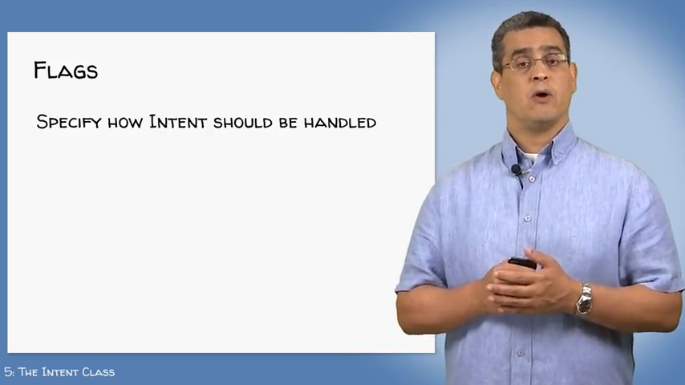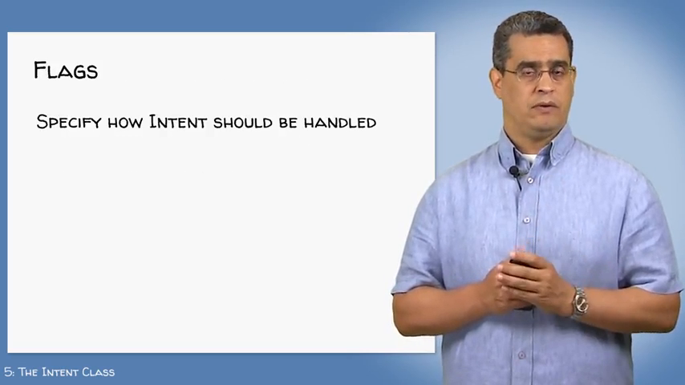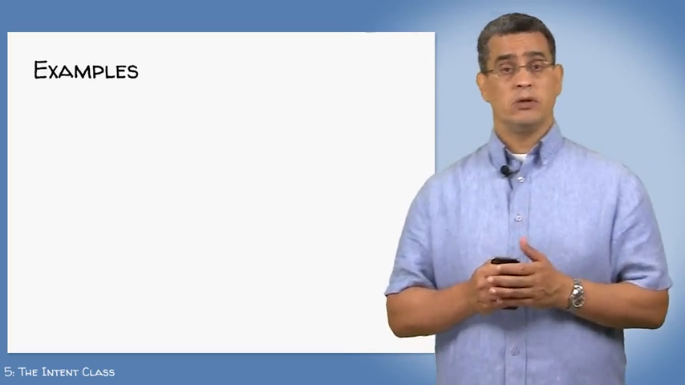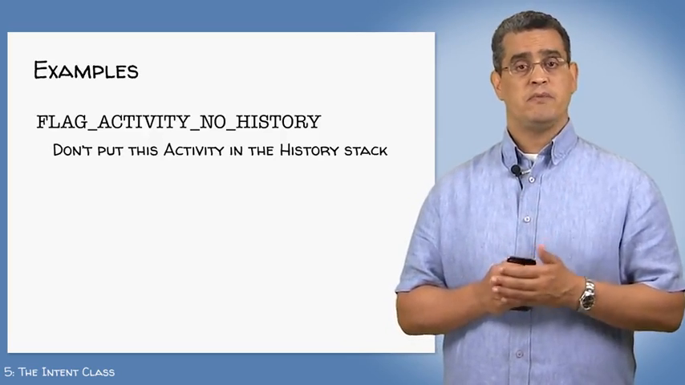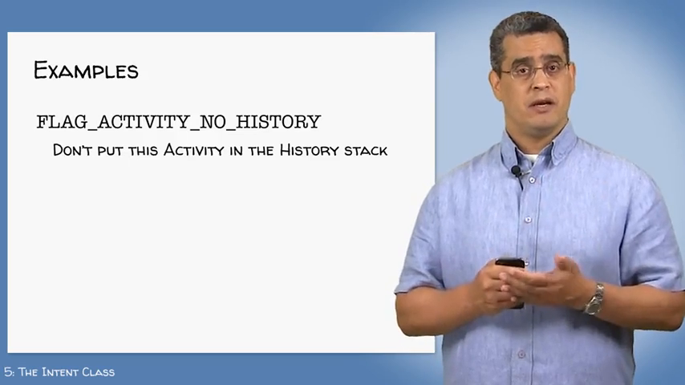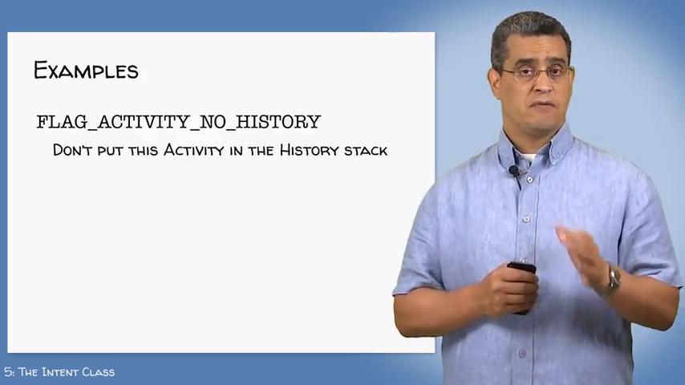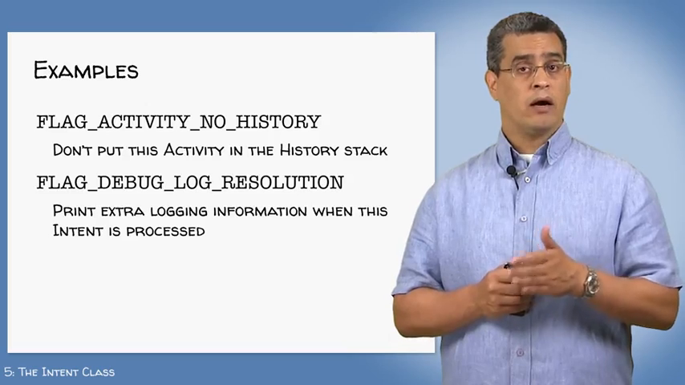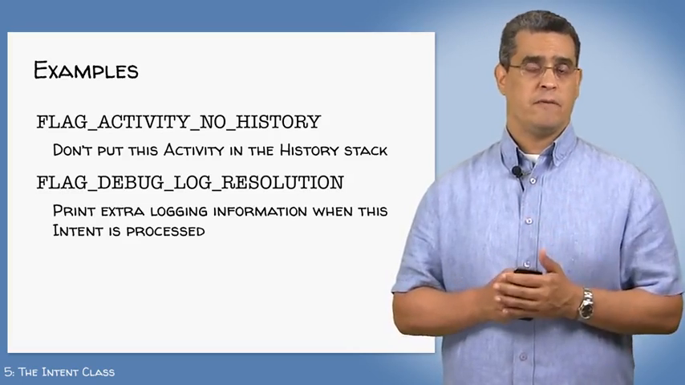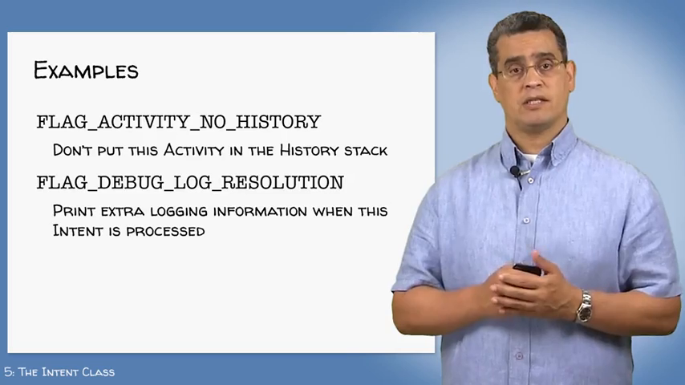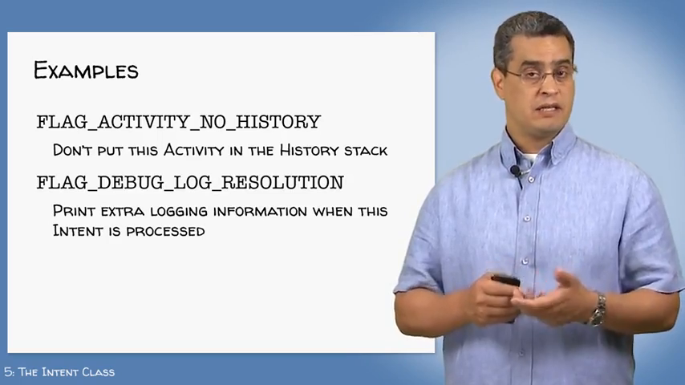Another intent field is called flags. Flags represent information about how the intent should be handled. Some built-in examples include FLAG_ACTIVITY_NO_HISTORY, which means that when an activity is started based on this intent, it shouldn't be put in the history stack. Another flag is FLAG_DEBUG_LOG_RESOLUTION, which tells Android to print out extra logging information when this intent is being processed. And this is a great tool to use if your intents are not starting up the activities that you want them to.